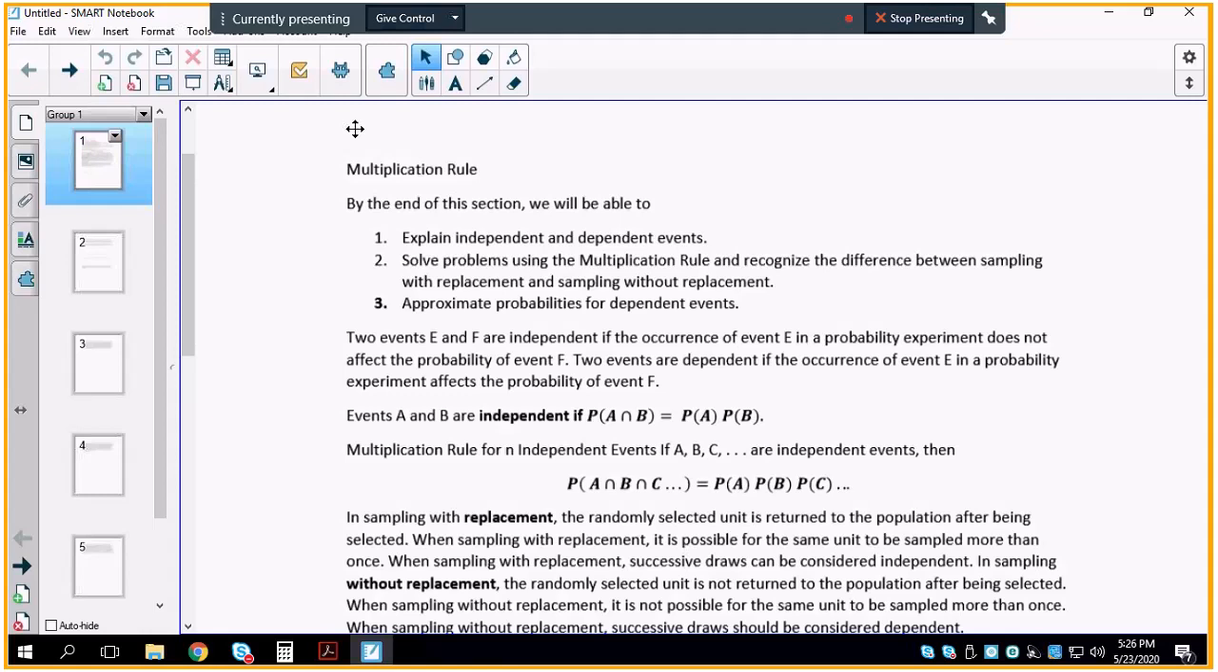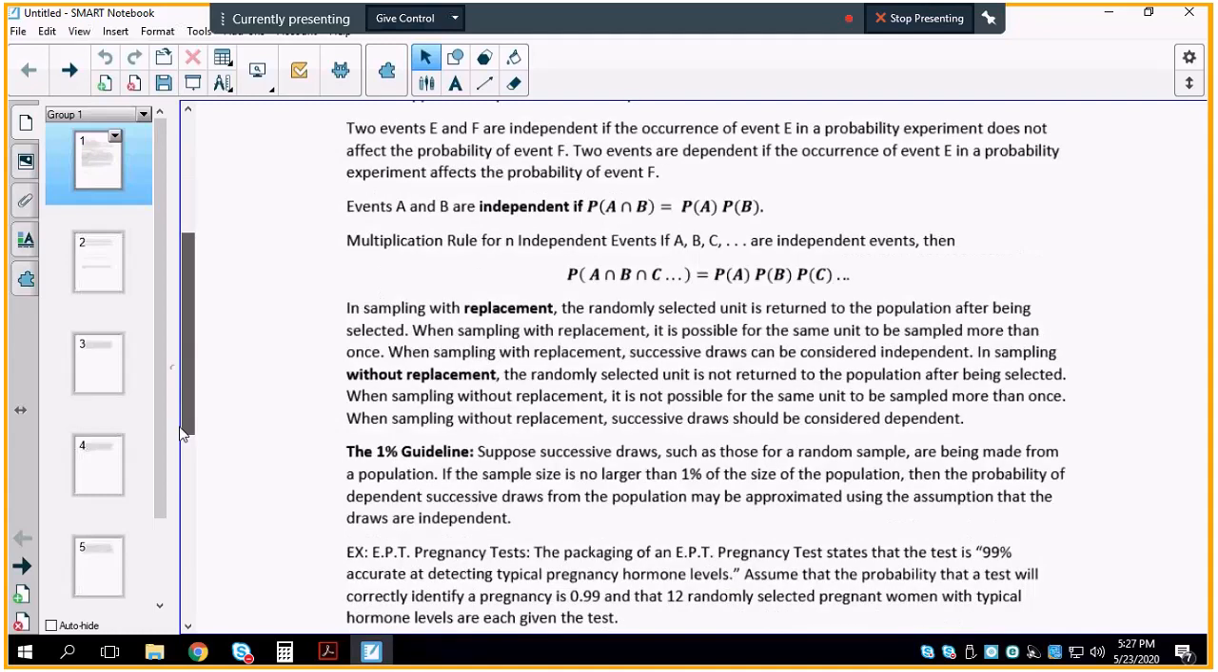So we'll start with definition. Two events, E and F, are independent if the occurrence of the event E in the probability experiment does not affect the probability of the event F. Two events are dependent if the occurrence of the event E in the probability experiment affects the probability of the event F. The rule for understanding the independence is called product rule or multiplication rule.